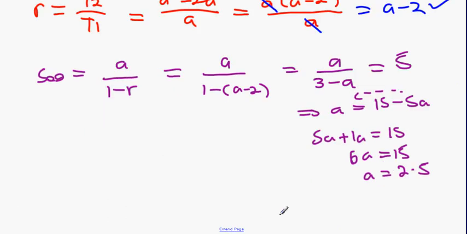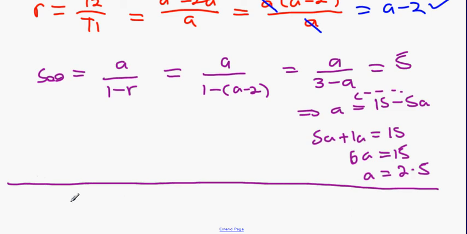Now remember, a sum to infinity only exists when your r value, or the modulus of r, is less than 1. Okay, so there's two values here. You could write down r is smaller than 1 and r is bigger than minus 1. Or r bigger than 1 or r less than minus 1.